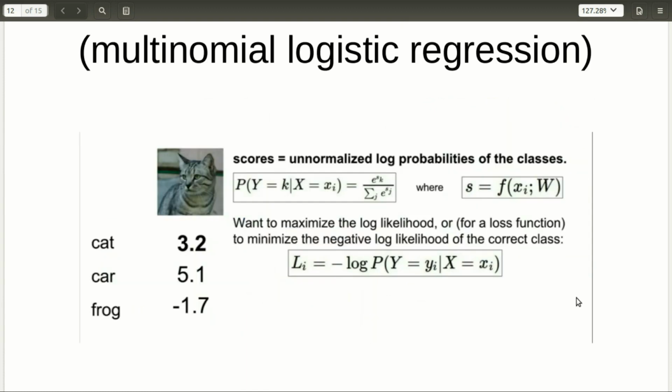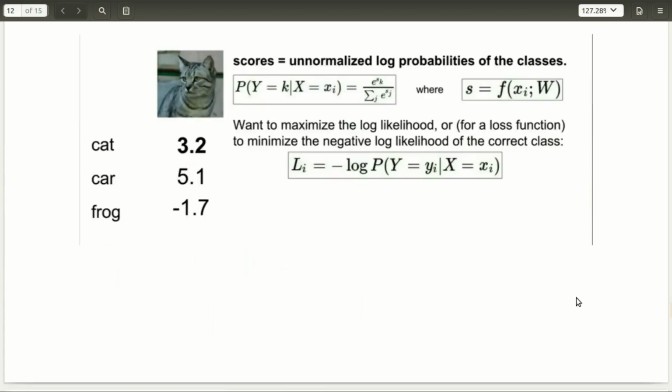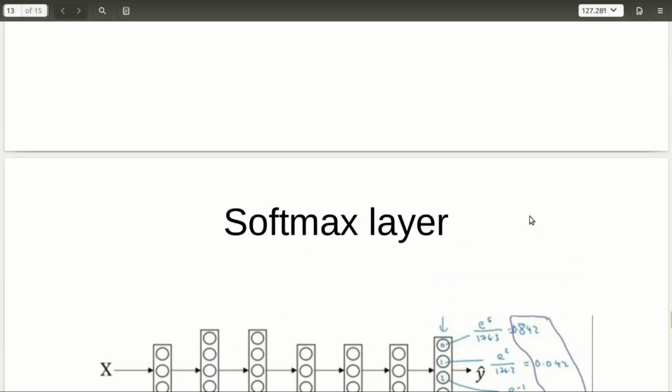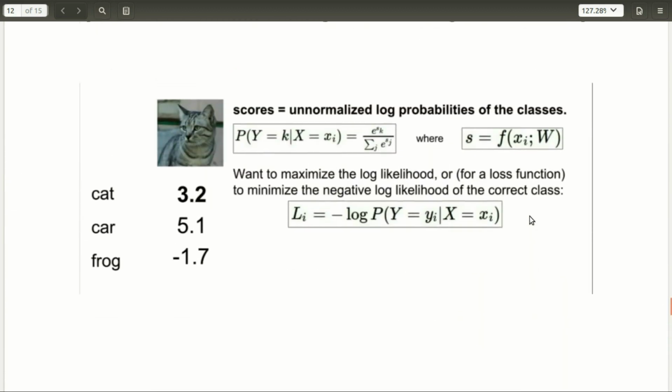It's often used with maximum likelihood estimation, and we take our scores, exponentiate them so that they become positive, and normalize them by the sum of exponents. So we pass our scores to the softmax function, and we end up with this probability distribution. Whichever is highest gives the answer for which class it most likely belongs to. So the probability of the true class should be close to 1.